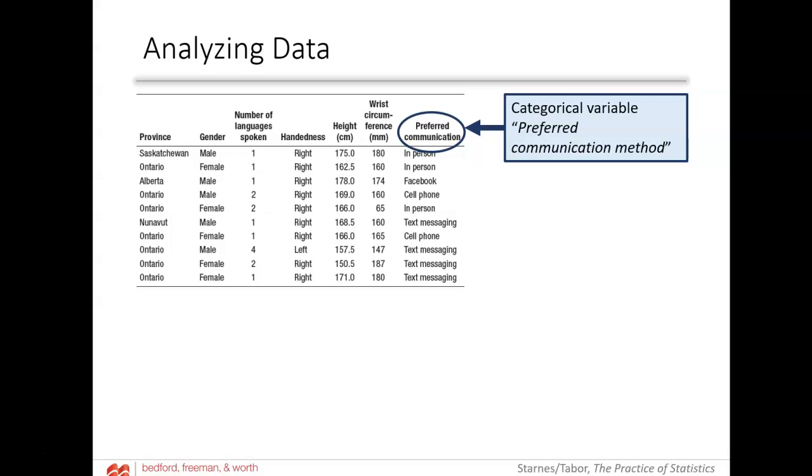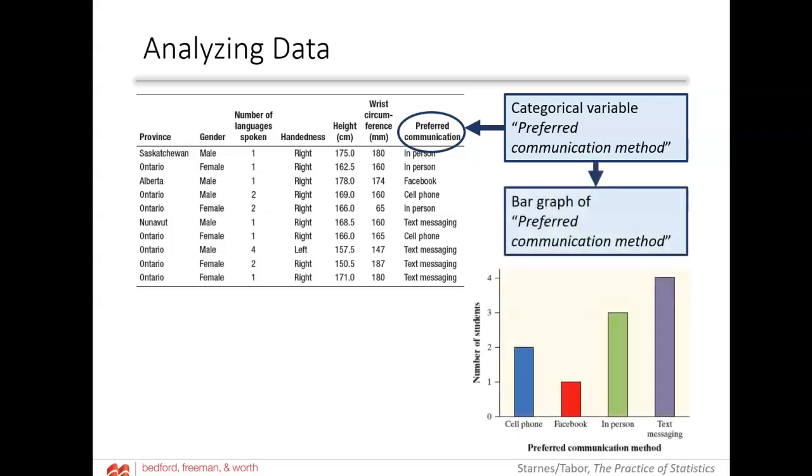So one of the categorical variables is preferred communication method because they're going to answer one of the different categories that were options. So what they could then do is they could take that data and they could display it as what we know as a bar graph.